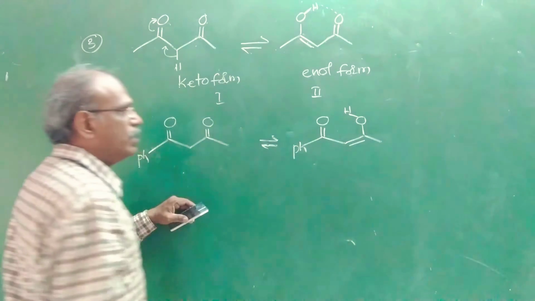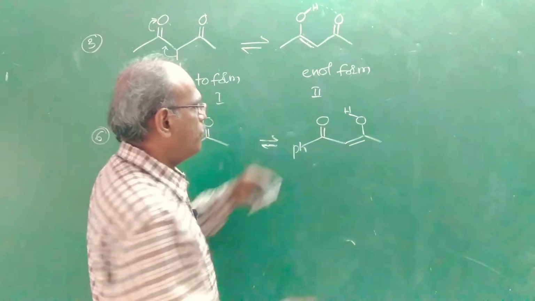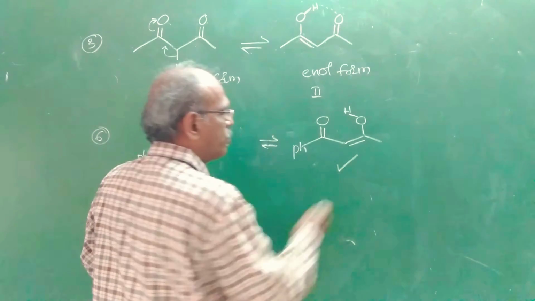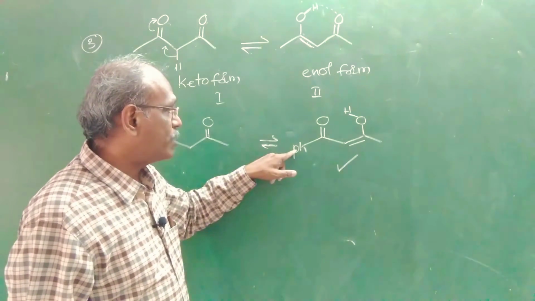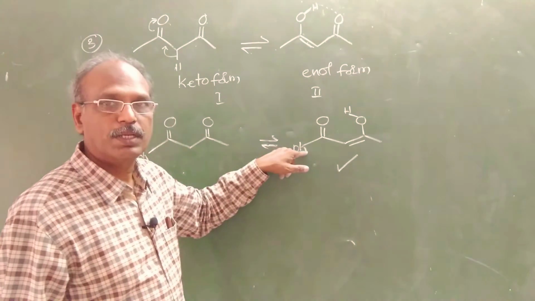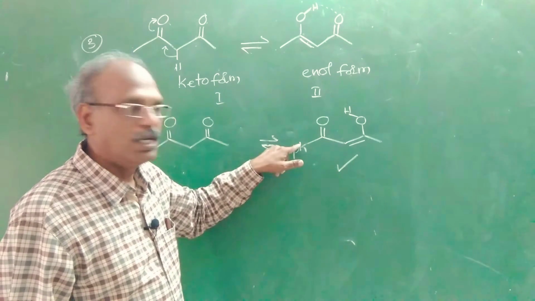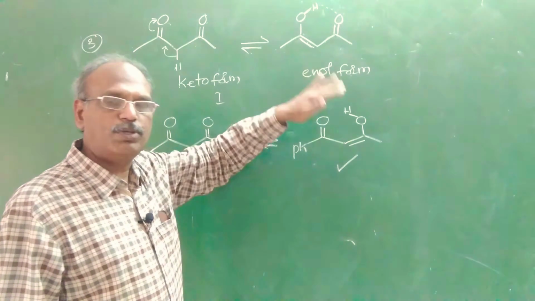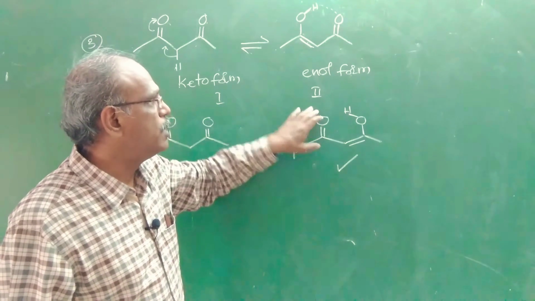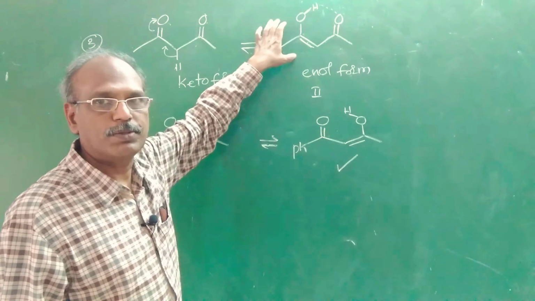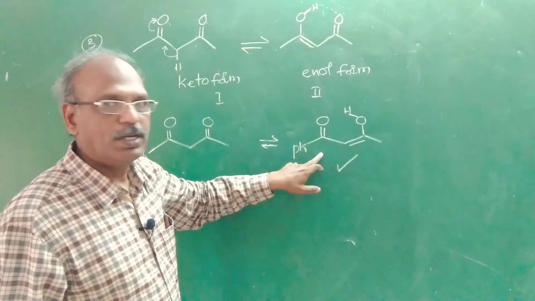Here the percentage of enol, when compared to 2, is more because of extended conjugation. See, here an aromatic system is there. The total resonance stability of this molecule is more when compared to this. That's why, when compared to this enol, its percentage is more.